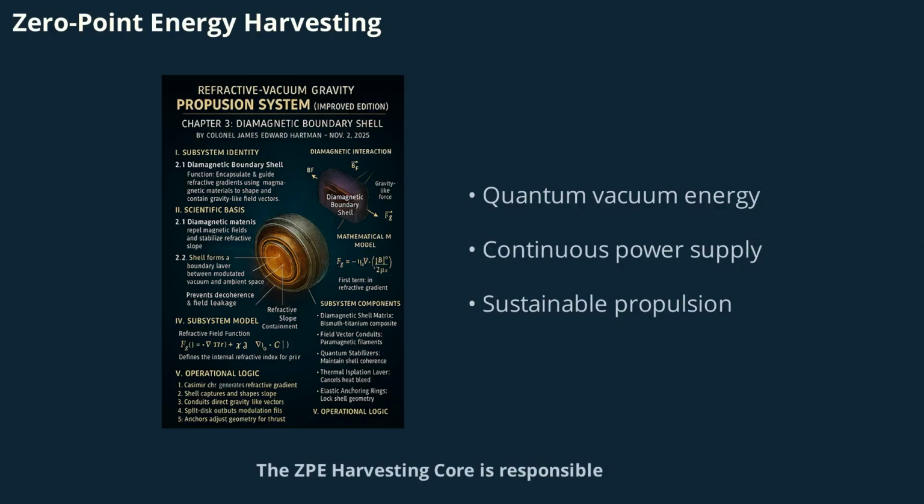ZPE harvesting core is responsible for extracting and regulating quantum vacuum energy, providing a continuous non-reactive power source for all RVG field operations. Using quantum coupling nodes and oscillatory field traps, the system captures zero-point energy fluctuations and routes them to the Casimir chamber and diamagnetic shell. The mathematical model quantifies the energy extraction process, making it a fertile ground for both theoretical and applied research. This subsystem's ability to harness vacuum energy is a major leap forward, offering a sustainable solution for advanced propulsion.